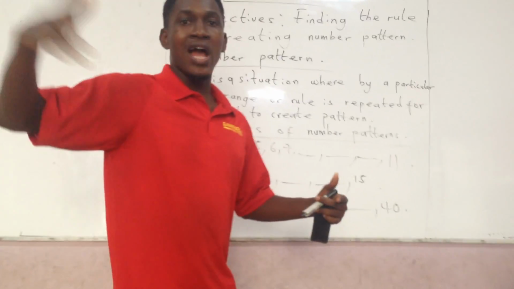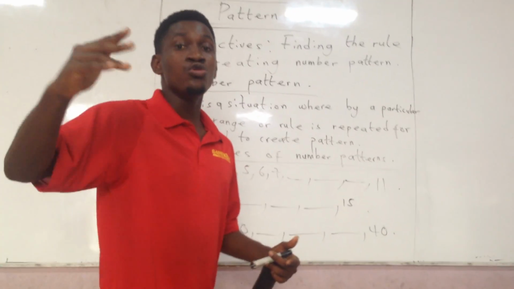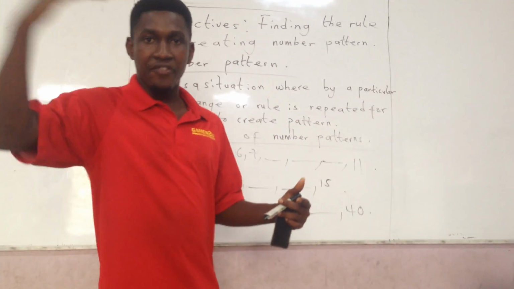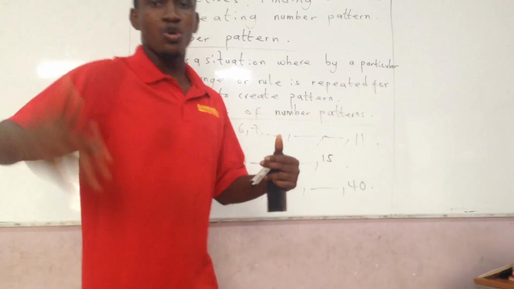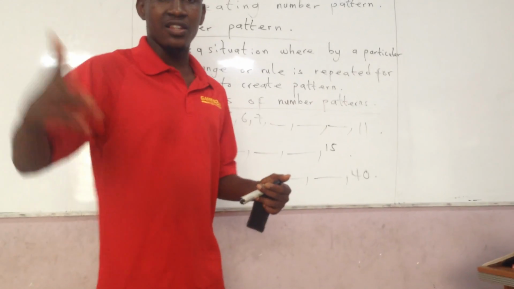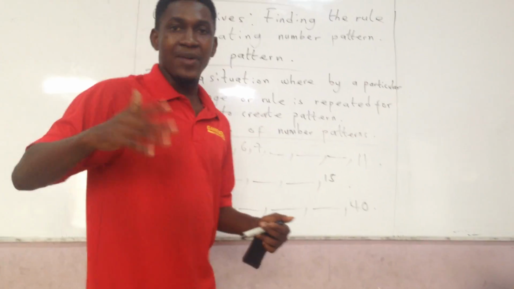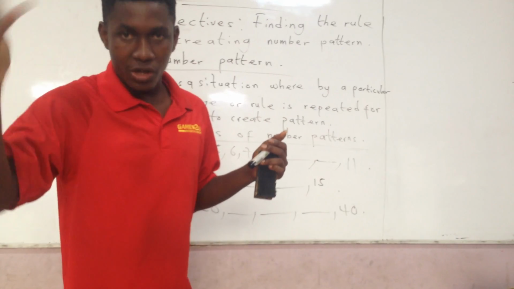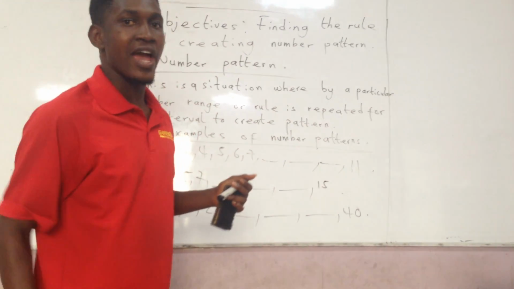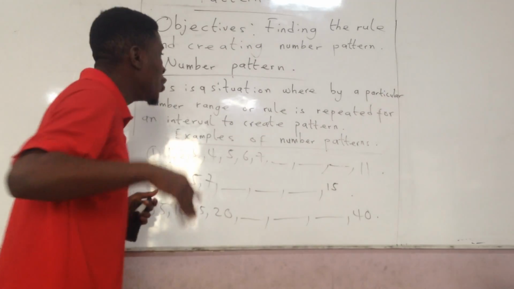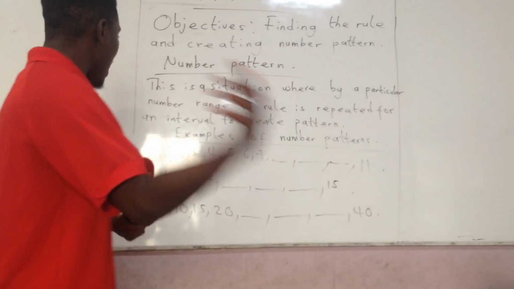If it is 1, you are going to repeat by adding 1 to it. 1 plus 1, 2; 2 plus 1, 3; 3 plus 1, 4; 4 plus 1, 5; 5 plus 1, 6. By doing so we create a pattern. If it is 5, 5 plus 5, 10; 10 plus 5, 15; 15 plus 5, 20. Then it follows until where you want to stop. You need a rule to be able to create a pattern.